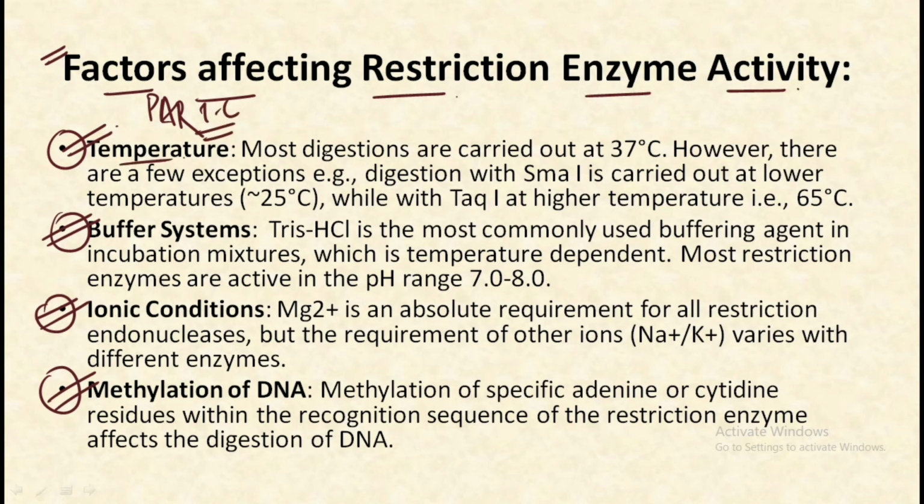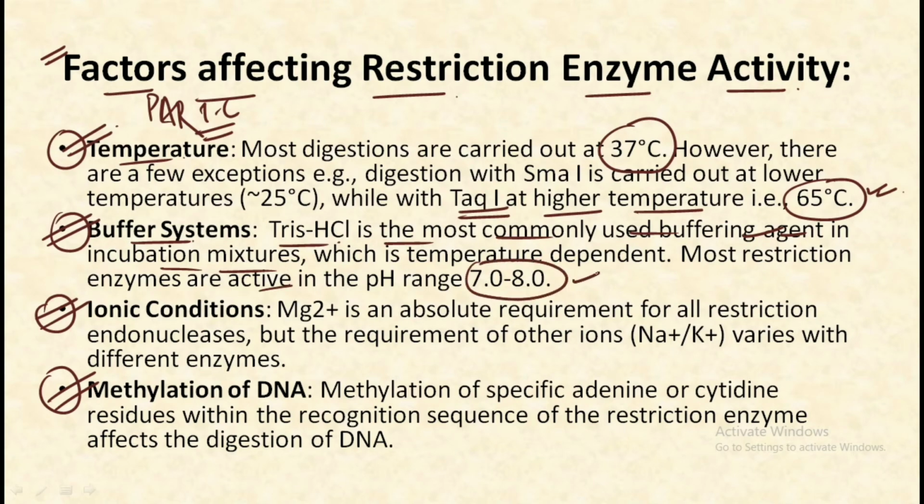Talking about the temperature, most digestions occur at 37 degrees Celsius, but there are a few exceptions. For example, TaqI is digested at a very high temperature, that is 65 degrees Celsius. The second one is the buffer system. Tris-HCl is the commonly used buffering agent for the incubation mixtures. Most restriction enzymes are active in the pH range of 7 to 8, which is neutral to alkaline conditions. The third one is the ionic condition.